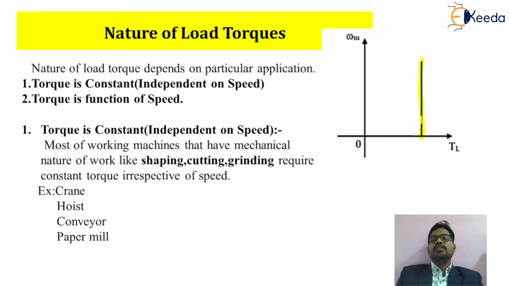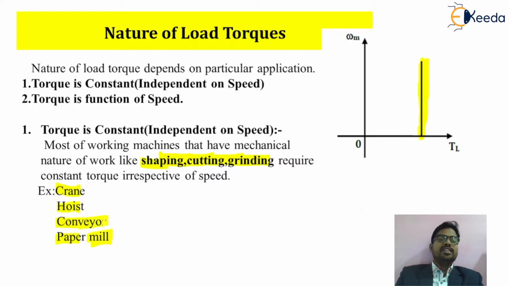So the first method, in which the load torque is constant and indicated by this straight line, is used in mechanical work such as shaping, cutting, grinding, and turning. Along with that, in day-to-day life, such load torques are available in a crane, hoist, conveyor belts, and in a paper mill.